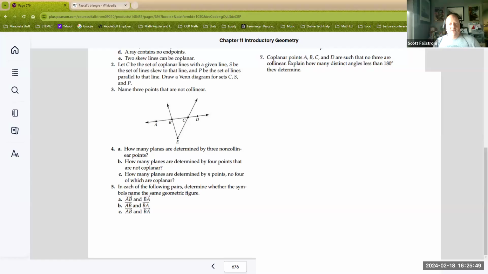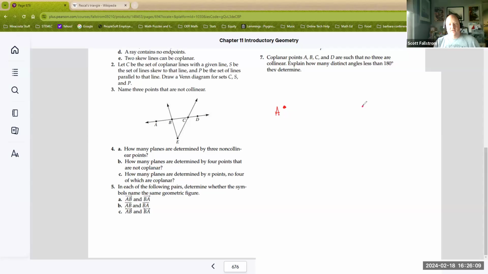4 points, coplanar points, are such that no 3 are collinear. Okay, so that's important to know. So what does that mean for us? It means I need to be able to select points that are not collinear. And of course, any 2 of them will be collinear. So let's just start making them.